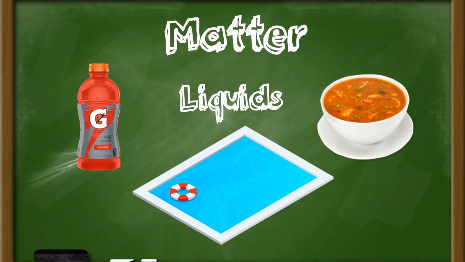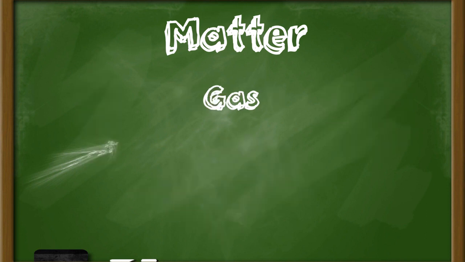Now, there's one more type of matter that we're going to talk about. Can anyone raise their hand and tell us what it is? That's right. The last type of matter we're going to talk about is gas. Remember, a gas changes its shape and size, and it takes up whatever space it's in.